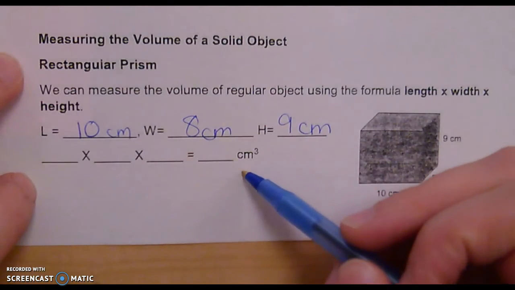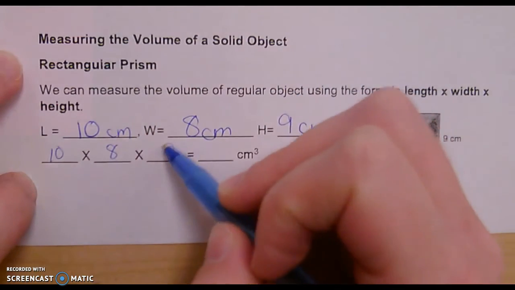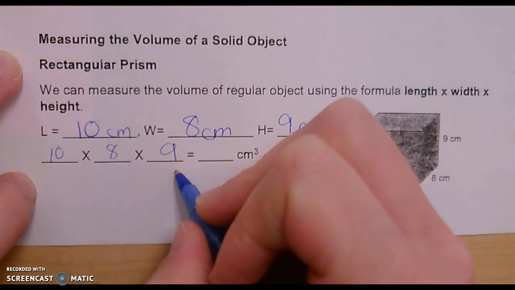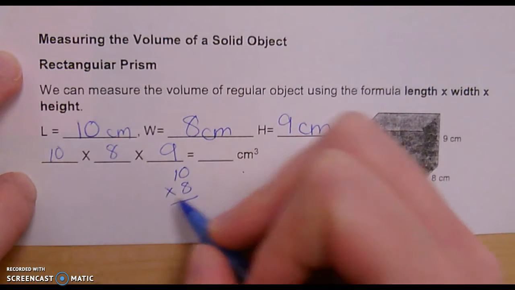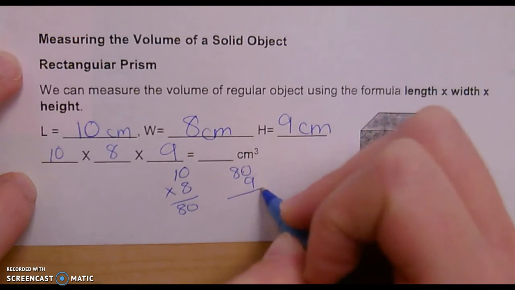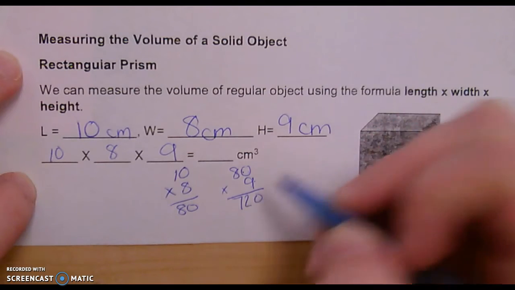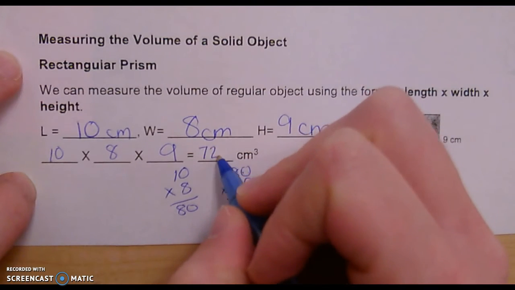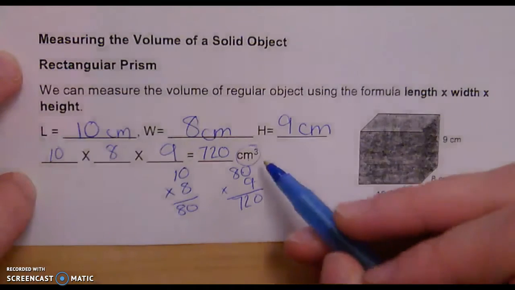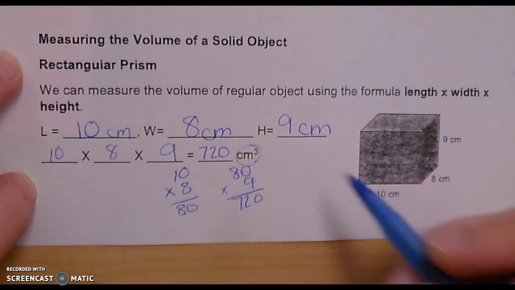So to calculate the volume, we're going to take those numbers and multiply them together. Okay, so starting with 10 times 8 gives us 80. And then 80 times 9: 9 times 0 is 0, 8 times 9 is 72. So we have 720 centimeters cubed. Okay, remember I said when we're measuring a volume of a solid, it's centimeters cubed.